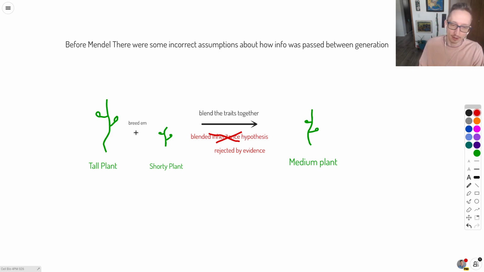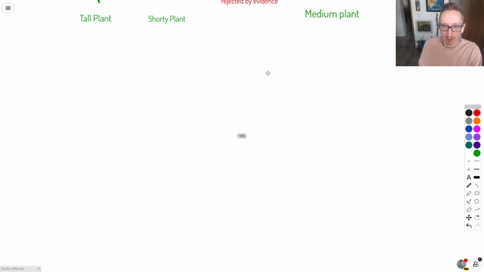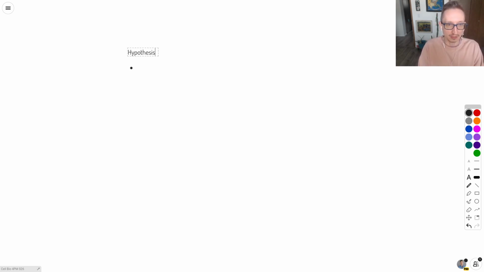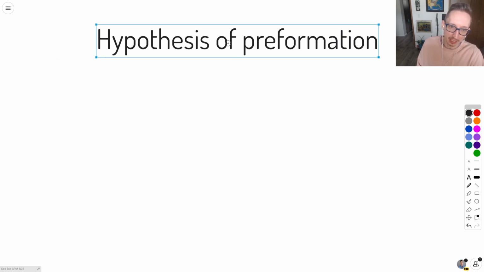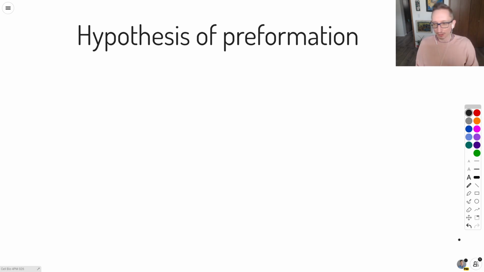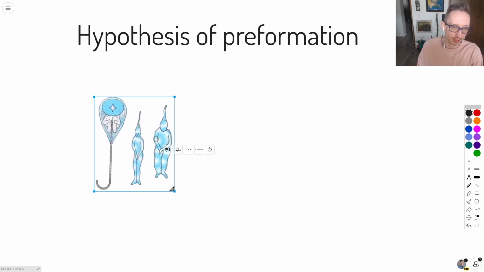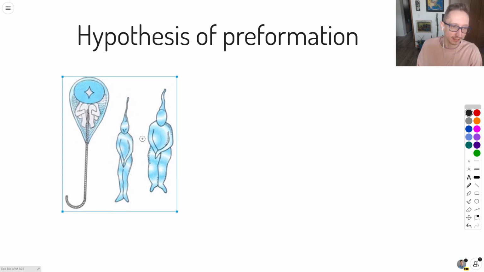Okay, so that was one hypothesis, blended inheritance. One of my favorites now is called the hypothesis of preformation. Okay, this one's nifty. Bring that up, make it nice and big. All right, and I'm gonna bring up a little picture here. You can draw out a little simplified version of this for your notes. Okay, right there. All right, look at that.